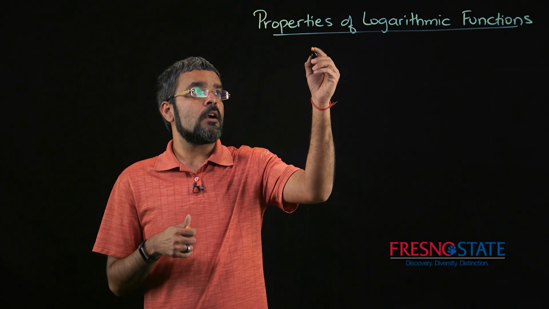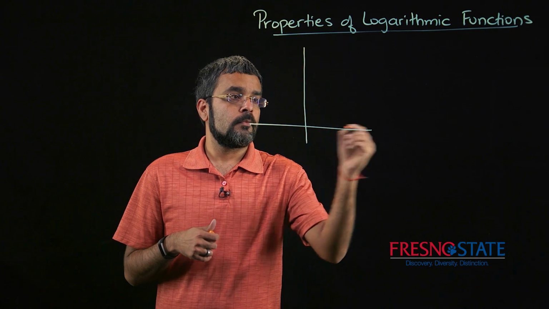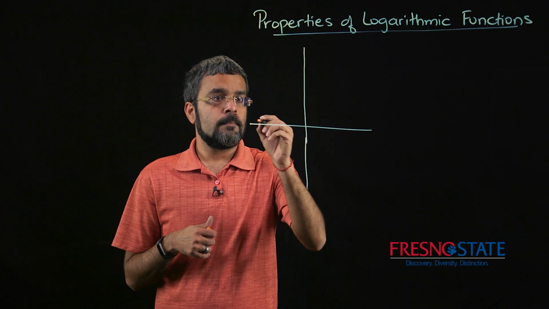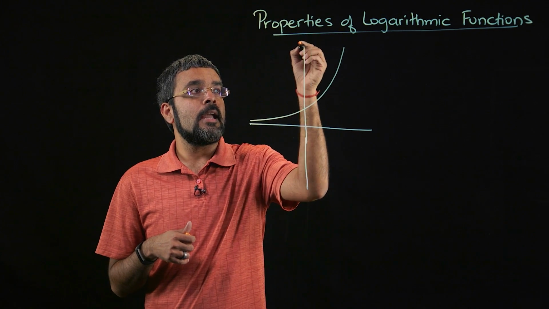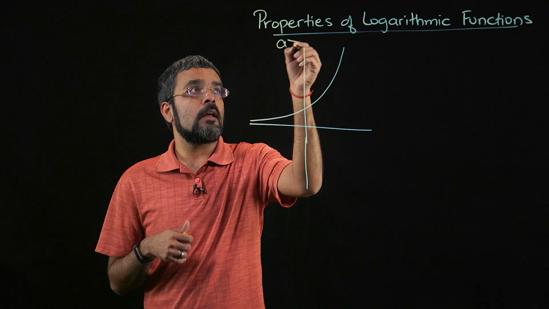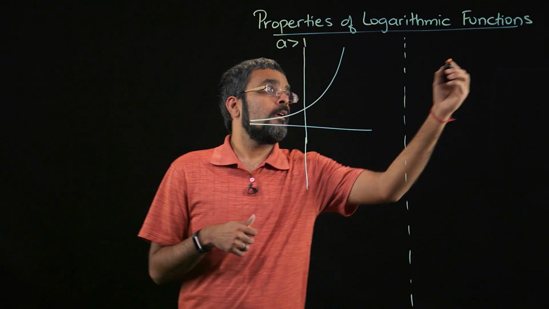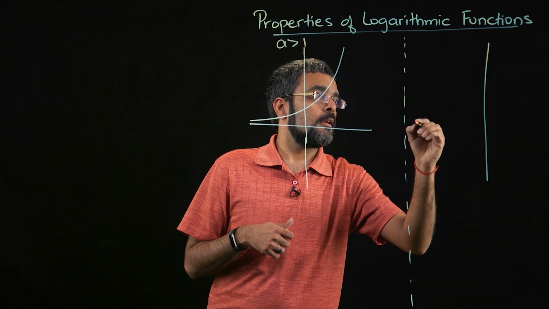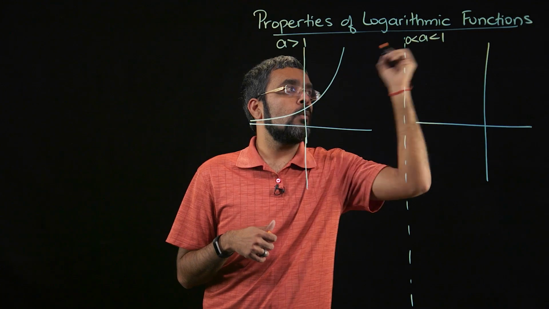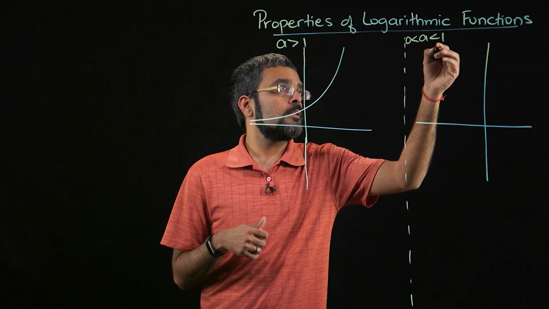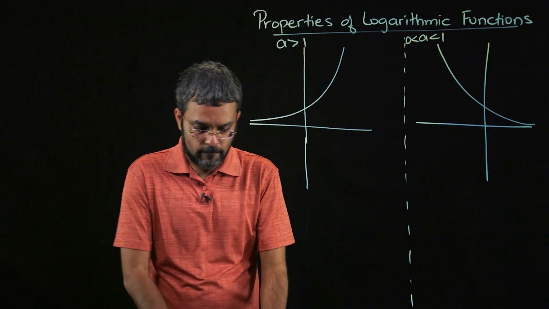So let's draw our exponential function here. Our exponential function goes something like that when a is greater than 1, and then we have our exponential function go this way when a is between 0 and 1, and it goes something like that. So what is this log function?